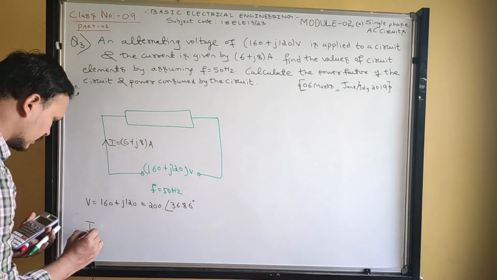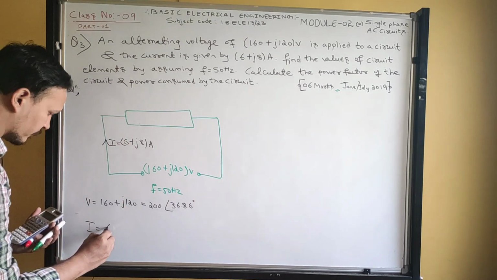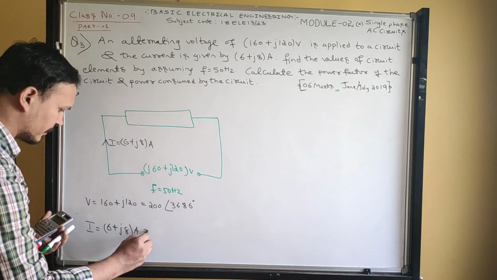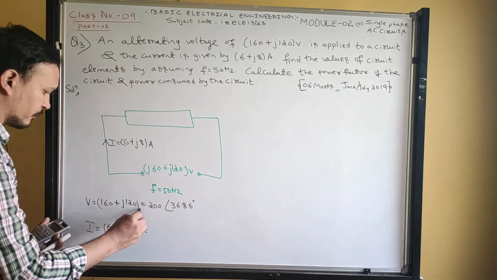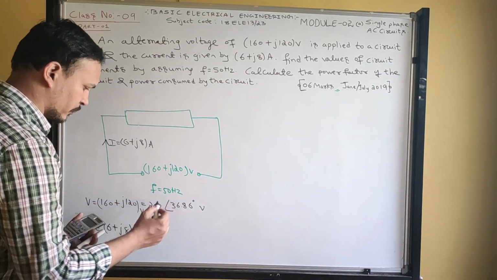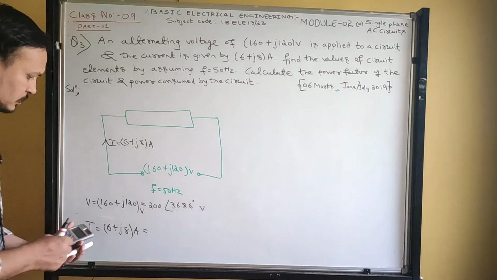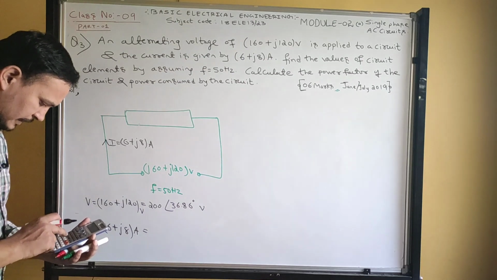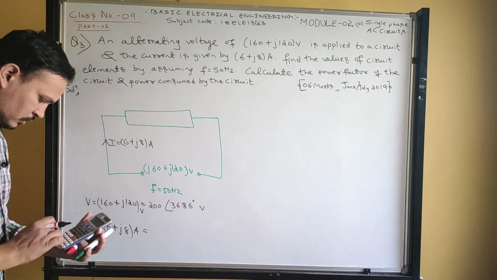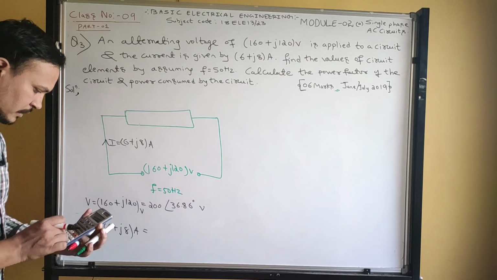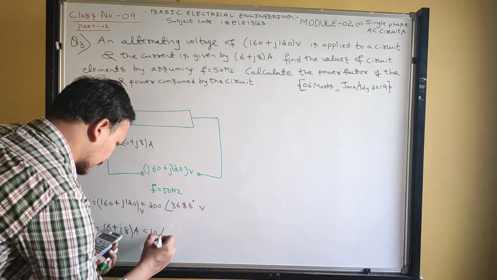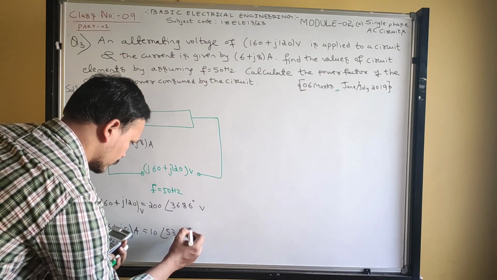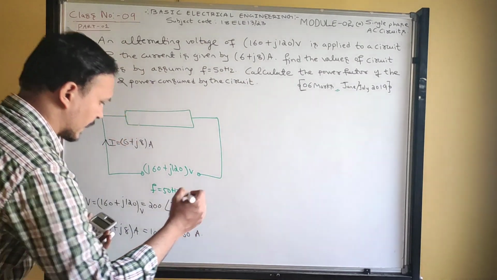Then similarly convert the current into polar form. What is the current given? 6 plus j8 ampere. Convert this also into polar form. Now 6 plus j8, I am converting into polar form. So I am getting 10 at an angle of 53.130 degrees. This much ampere.